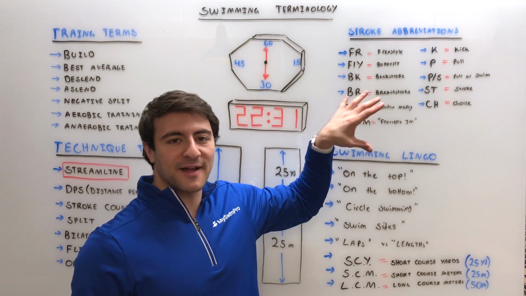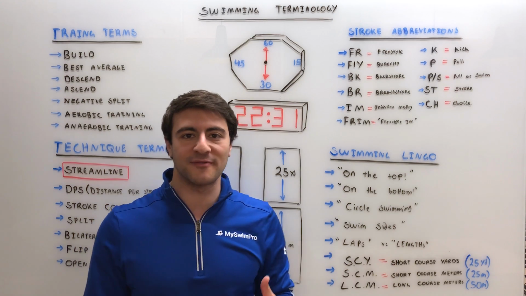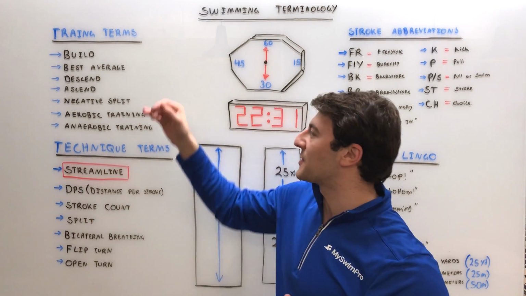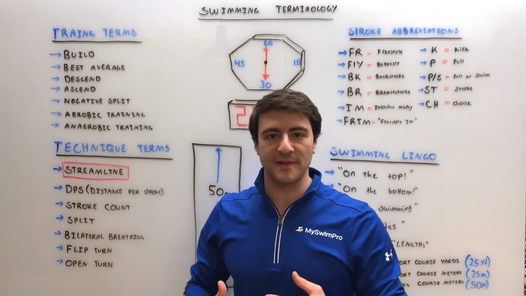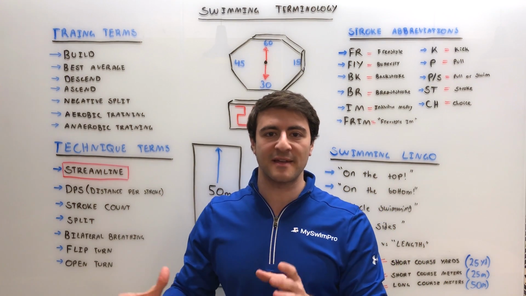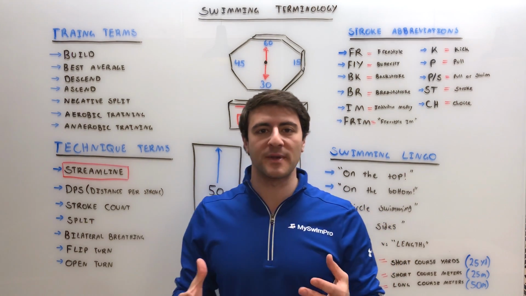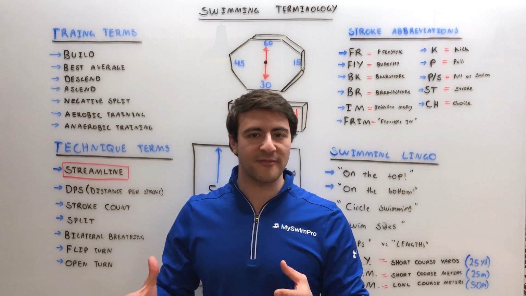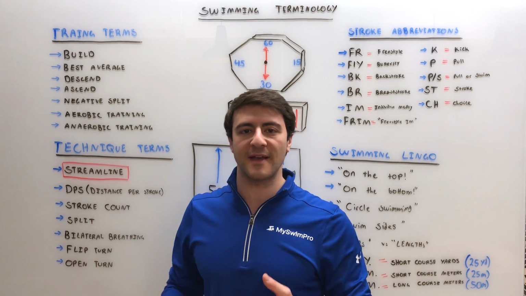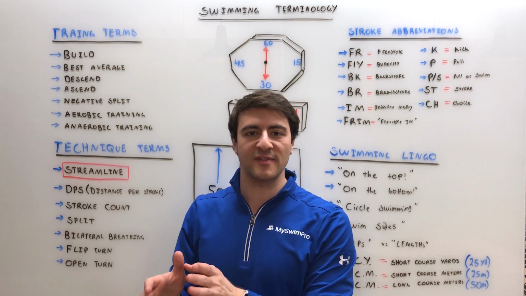Now, if we get a handle on the stroke abbreviations, there's a number of different training terms that you want to be familiar with. We have a few of them listed out here, but let's take a look at each of them. So build typically means you're getting faster and faster throughout either the duration of the set or an individual rep. So if you were to do 1x200 build, if you break it up by 50s, each 50 will get progressively faster, and you're building your intensity and your speed towards the end of that specific repetition or the actual set itself.